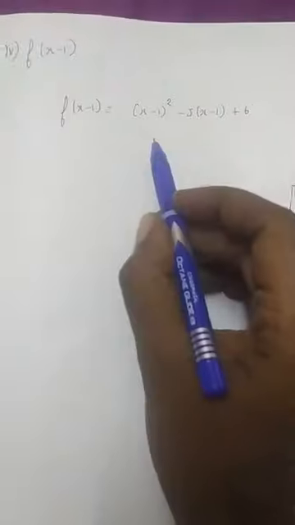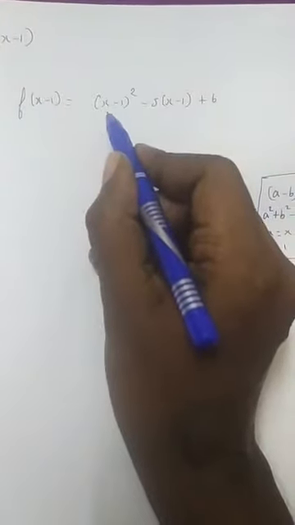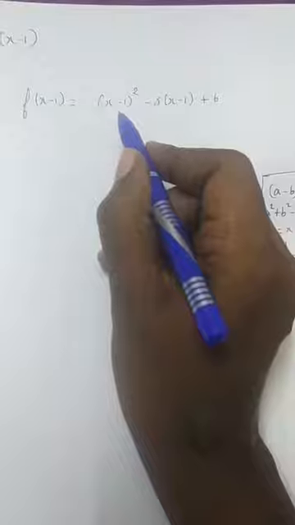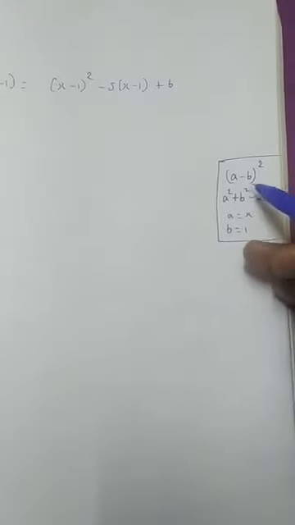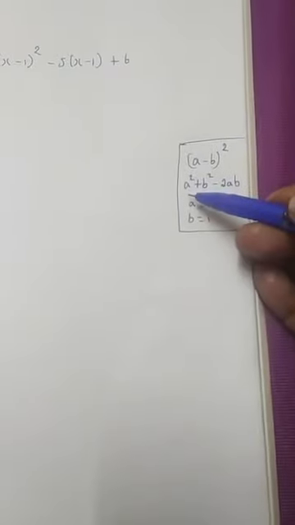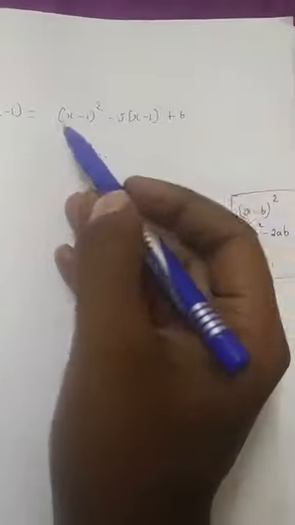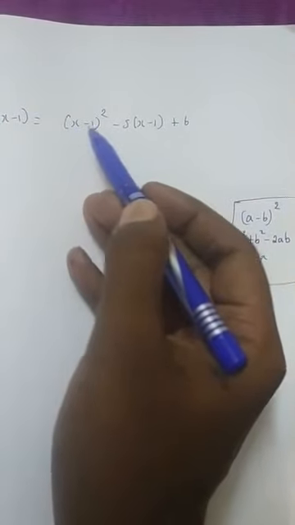Right? So this is f of x minus 1. After this we have to simplify this equation. So this is x minus 1 the whole square, so it looks like a minus b the whole square. So what is the formula for a minus b whole square? A square plus b square minus 2ab.